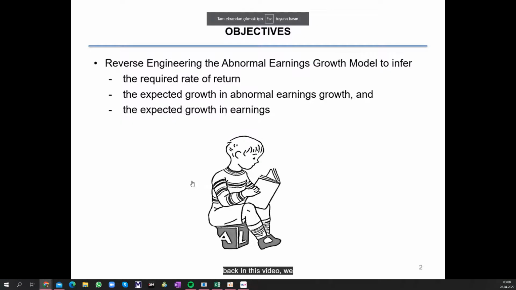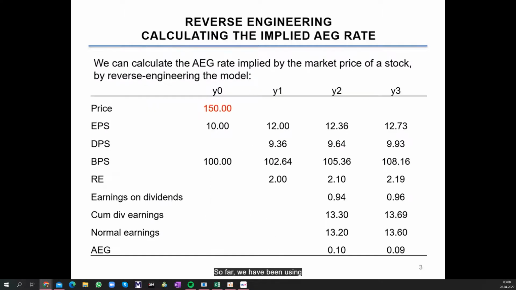Back. In this video, we will reverse engineer the abnormal earnings growth model. We will infer the implied cost of capital and investors' expectations about long-run growth in abnormal earnings growth and long-run growth in earnings.